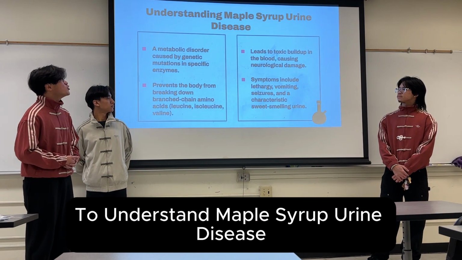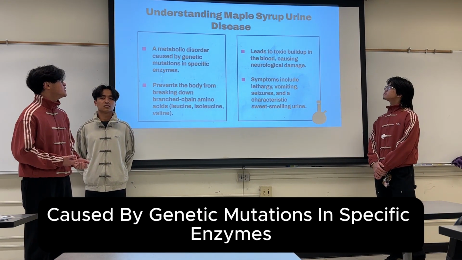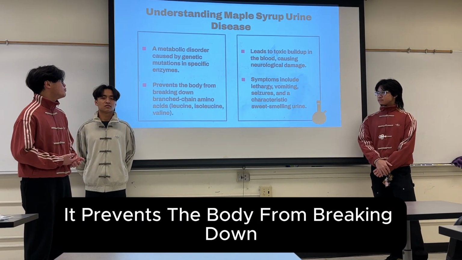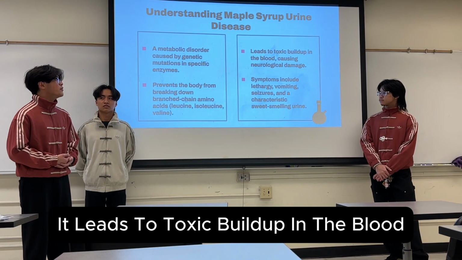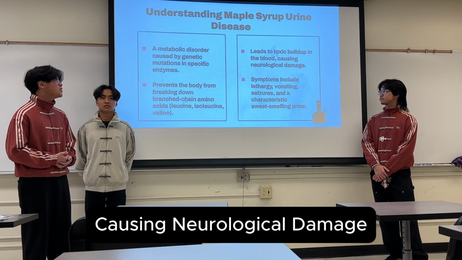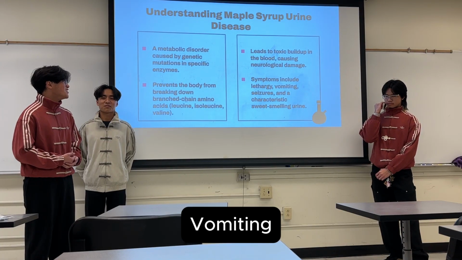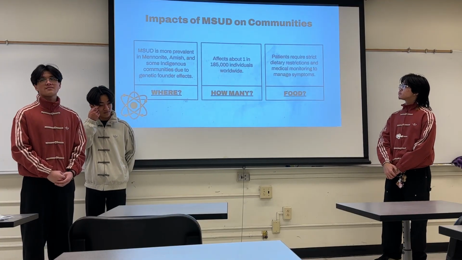To understand maple syrup urine disease, it's a metabolic disorder caused by genetic mutations in specific enzymes. It prevents the body from breaking down branched chain amino acids. It leads to toxic buildup in the blood, causing neurological damage. Symptoms include vomiting, seizures, and a characteristic sweet-smelling urine.